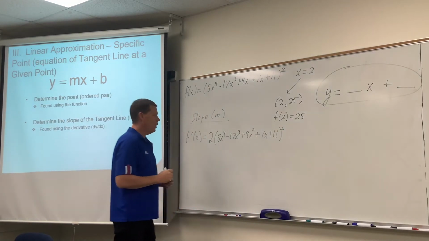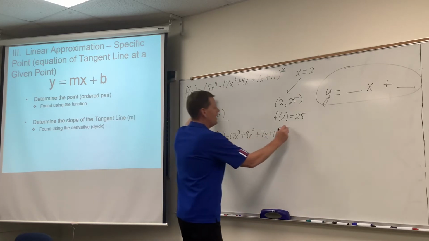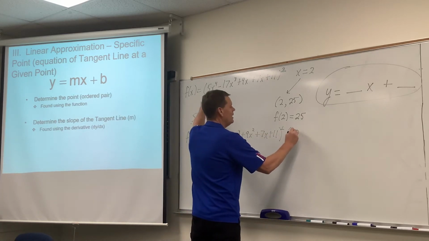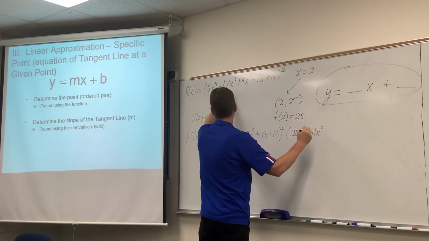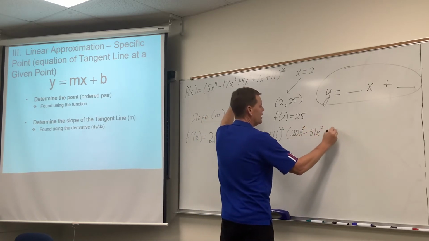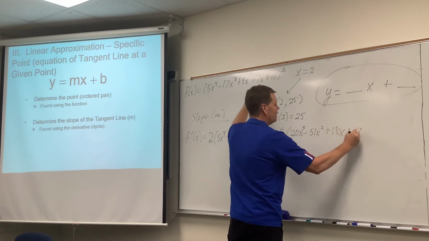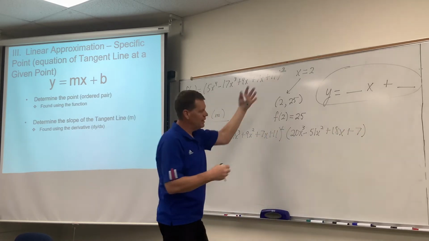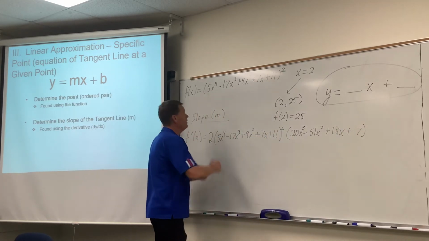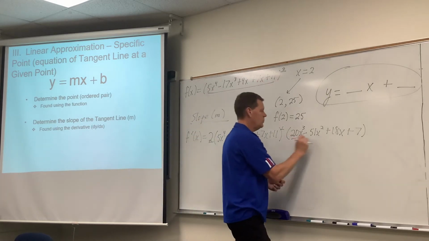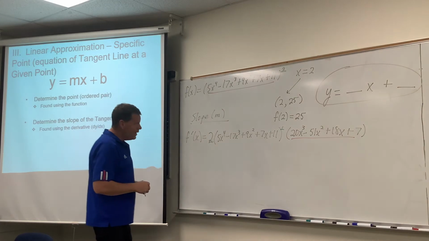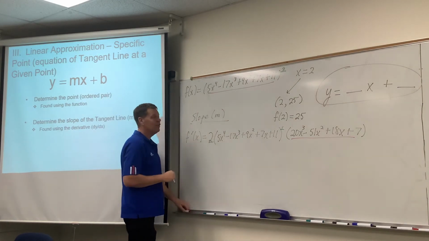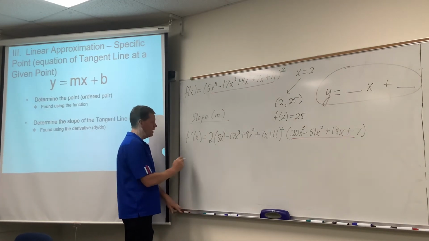Times the derivative of what's inside: 20x cubed minus 51x squared plus 18x plus 7. I hope my arithmetic's good on these things. And of course the derivative of 11 is 0. And again, that would be the derivative of the inside quantity. Chain rule, right? And then that would be the derivative, the slope of any tangent line anywhere on that curve.